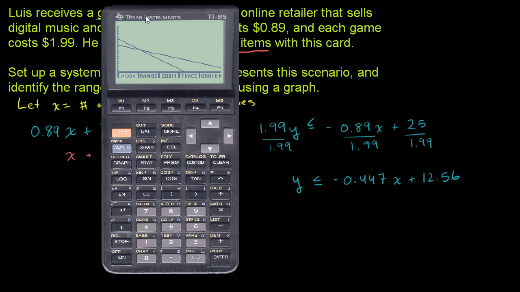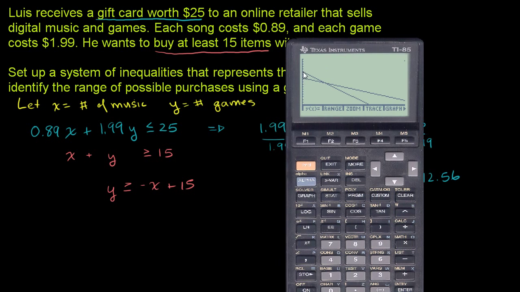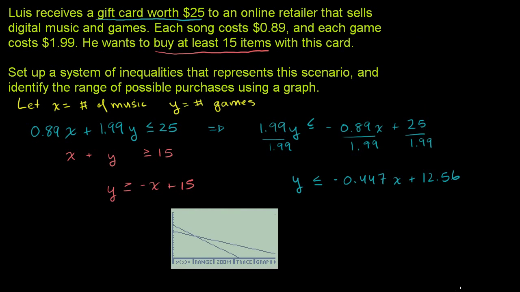So the first graph right here, this one on the top right, this is the orange graph. This is y is greater than or equal to negative x plus 15. And actually, even better, so I can color it in, I'm going to pause the video for a second and then try to copy and paste this image so I can color it in. Hold on one second. So I've pasted it in here so I can actually draw on it.